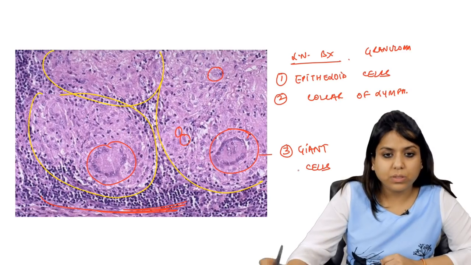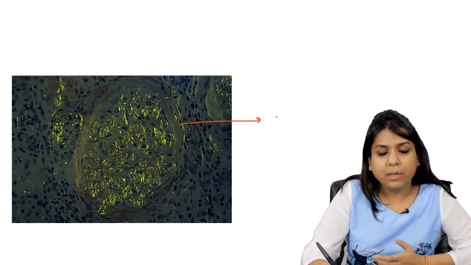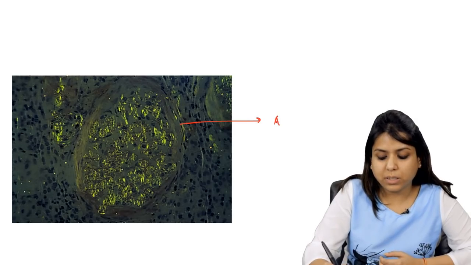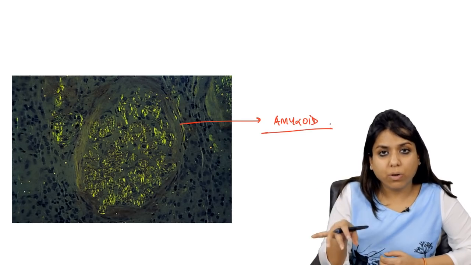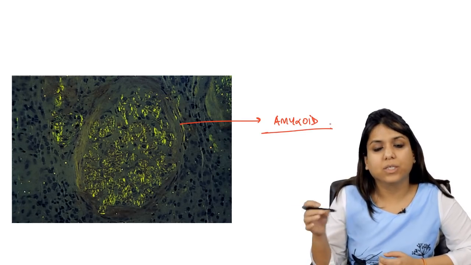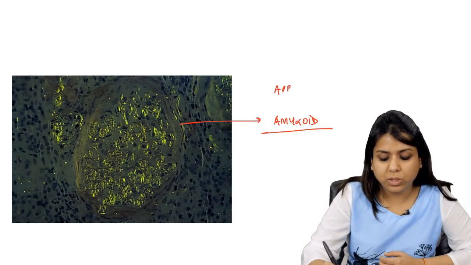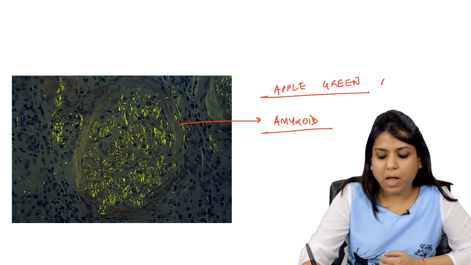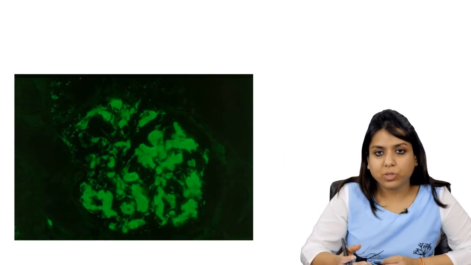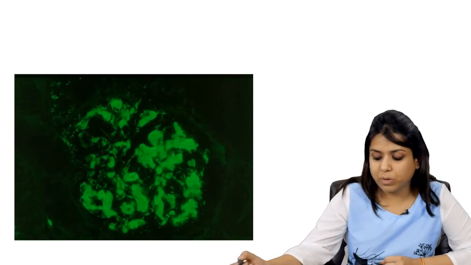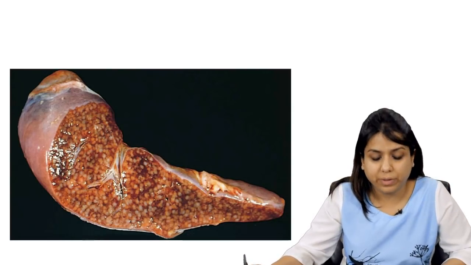Next image, students, very important, can be asked in the exams. A kidney biopsy, this is a glomerulus, this is amyloid. All of you know amyloid on Congo red under polarized light shows apple green birefringence. So this is apple green birefringence of amyloid. Similarly, the same thing, Congo red under polarized light. This is the best stain for amyloid.